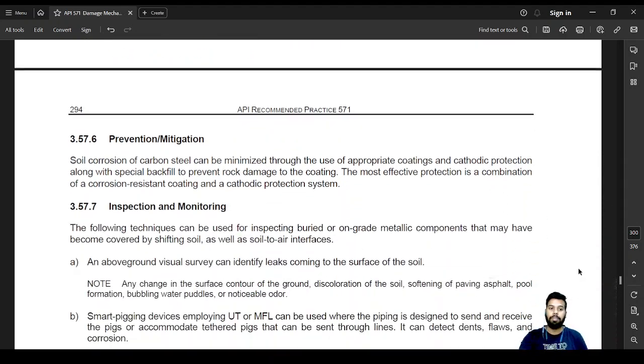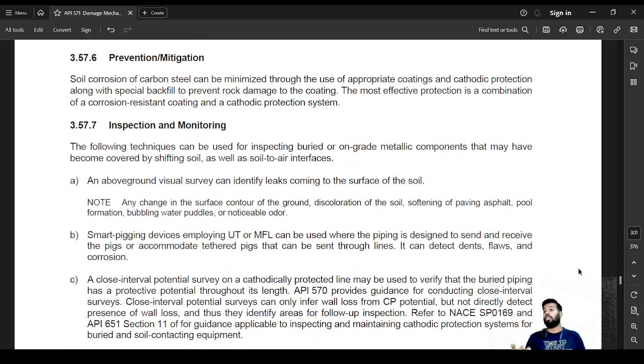Prevention and mitigation: you can do two things. You can apply good coating and make sure that your coating has no issues. Obviously you will still have to excavate the pipe and check everything. Or you can go on and try to do a cathodic protection system, depending on what kind of cathodic protection you need. So soil corrosion of carbon steel can be minimized by use of appropriate coatings and cathodic protection along with special backfill to prevent rock damage to the coating. The most effective protection is a combination of corrosion resistant coating and cathodic protection system.